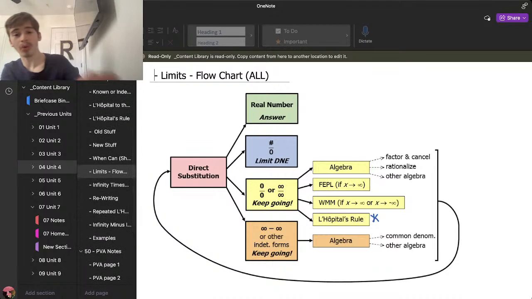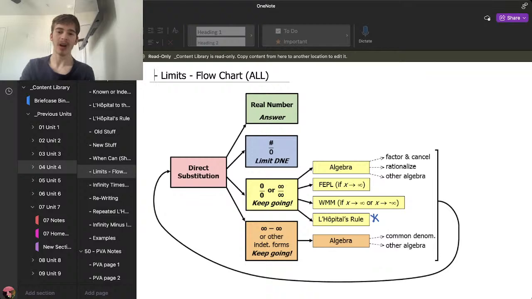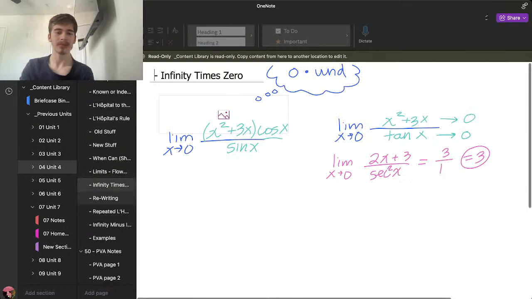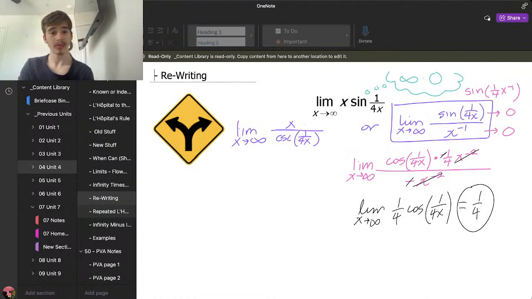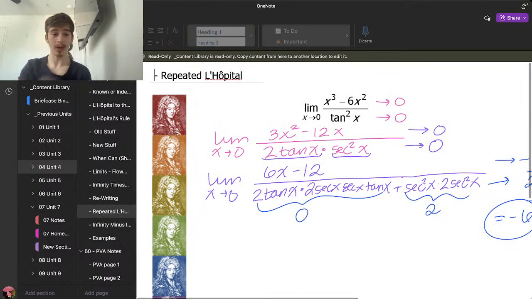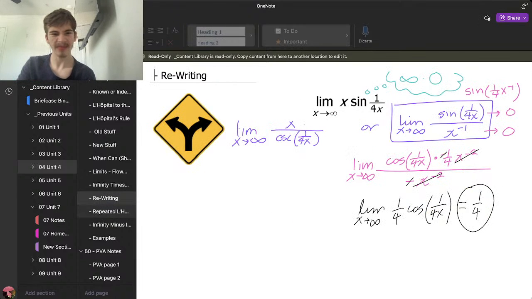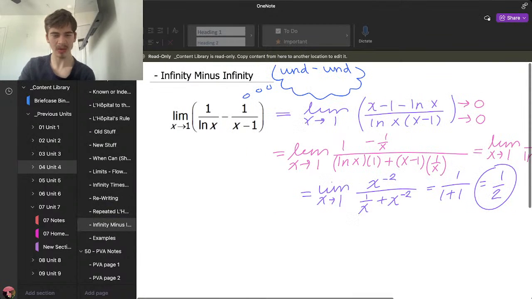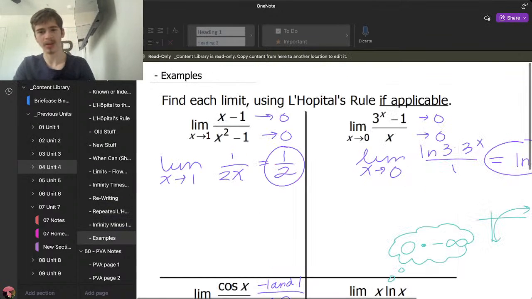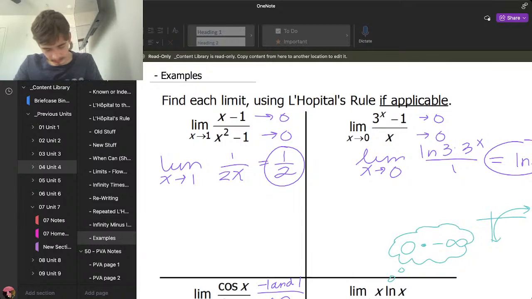So that's your fourth approach for indeterminate cases. Rewriting, easy. Wait, is it easy? Sometimes you have to rewrite it. There's not going to be too complex of limits on the test, I don't think.